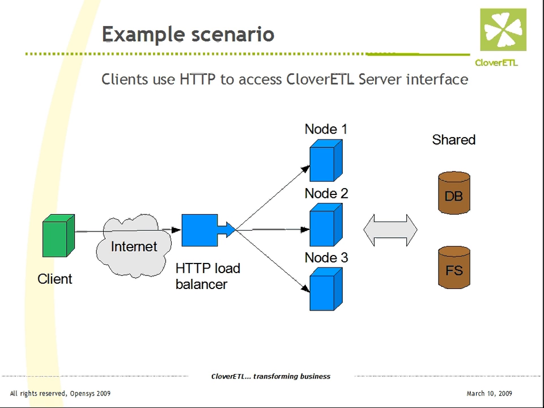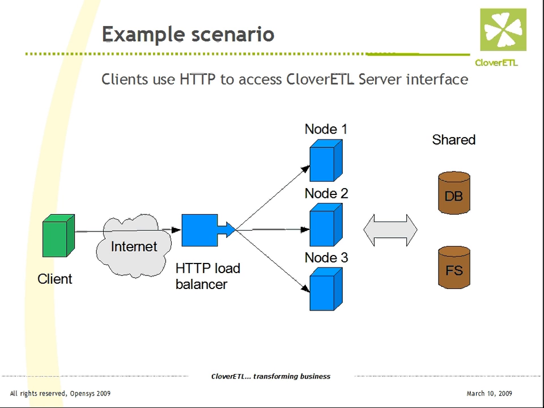Here you can see an overview of a sample CloverETL cluster setup, and I'll be demonstrating it live in a short while. The client uses one of the CloverETL server HTTP APIs to access its functionality remotely. The client is connected to an HTTP load balancer which hides the details of the cluster from him. The HTTP load balancer forwards the client's requests to one of the live cluster nodes. The cluster node that receives the request can decide to forward it to some other node based on a load balancing algorithm. All of the nodes share the same configuration database, and transformations and data are stored on a shared file system.